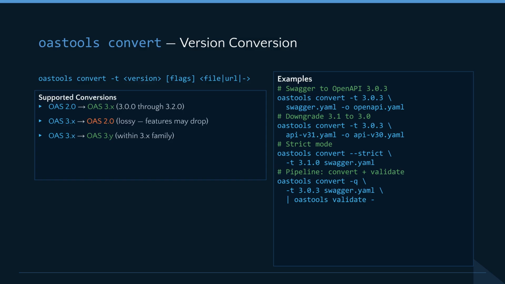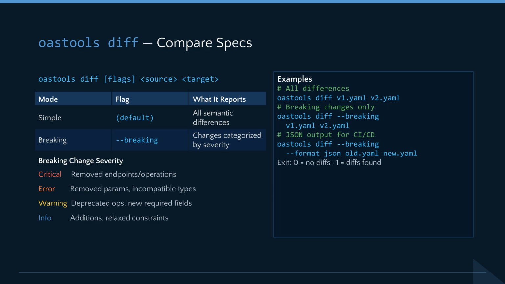Converting from 3.x to 2.0 is lossy. Features like callbacks, links, webhooks, and multiple servers don't exist in 2.0, so you'll get warnings about what was dropped. Always validate after converting.